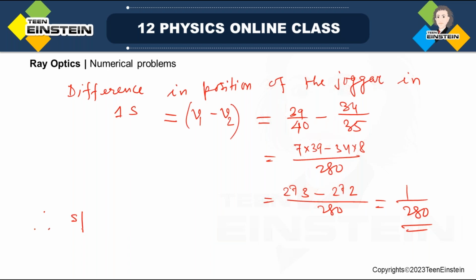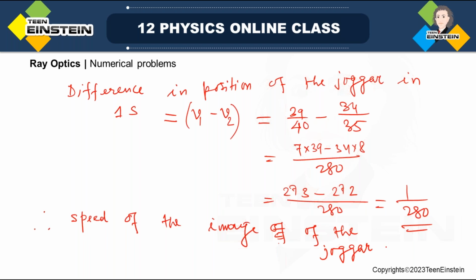So the speed of the image of the jogger is 1 over 280 meter per second when the jogger is at 39 meter away. Okay, 39 meter away.